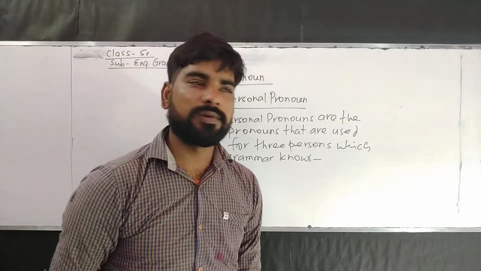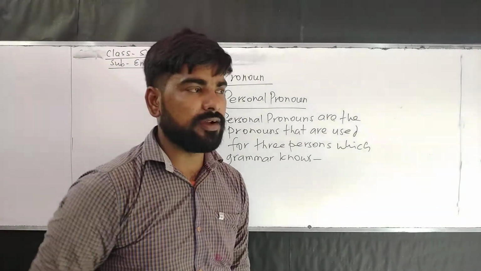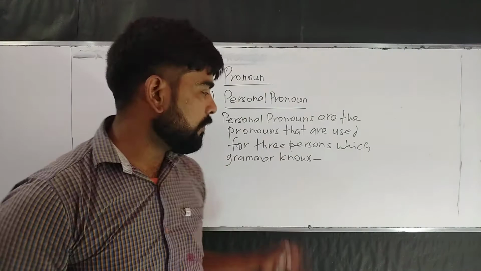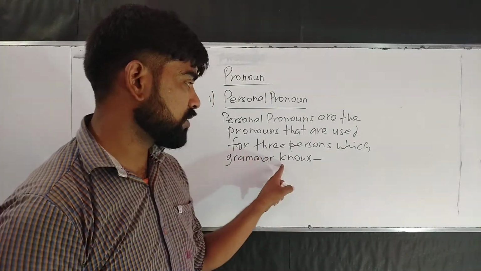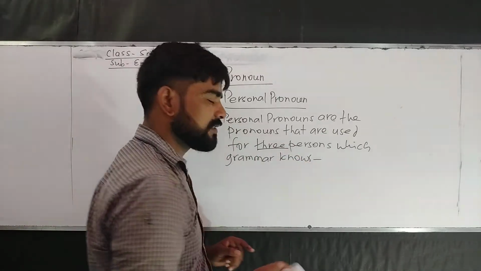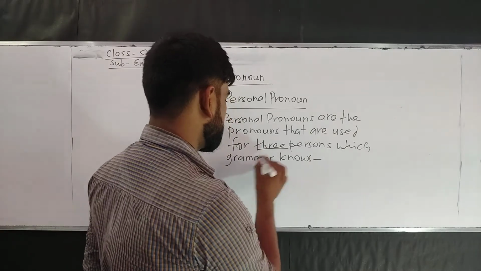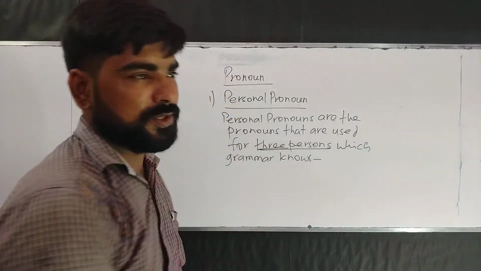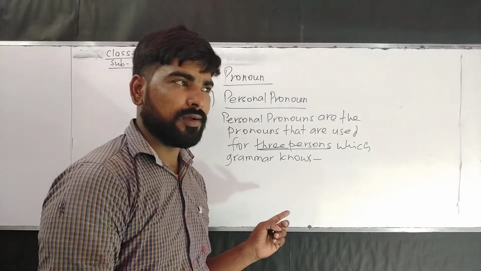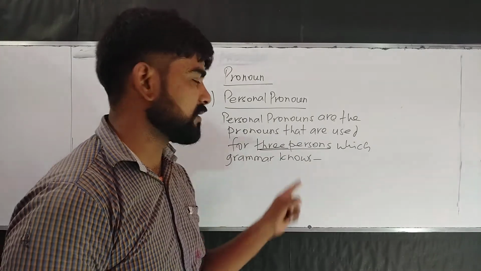We know lots of people in the classes, in families, in community, in nations, many celebrities, but grammar knows just three persons. How many persons does grammar know? Just three persons. So that is quite easy to understand, because there are not so many persons in grammar.